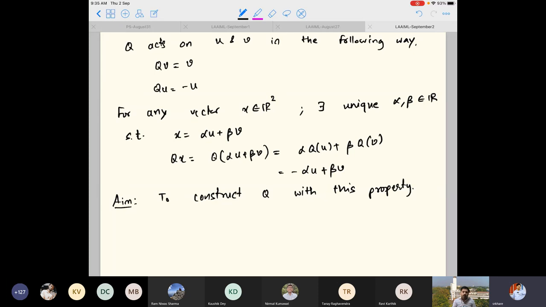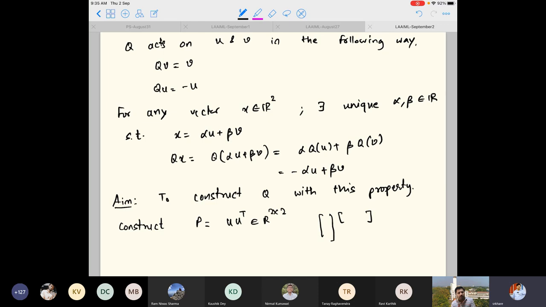Okay, so we want to construct Q with this property. We do not directly construct Q, but we construct it stepwise. So construct this matrix P, which is U U transpose. What is the size of this matrix P? This is a matrix in R2 by 2 because U is this vector, U transpose is this vector, and you get U U transpose.